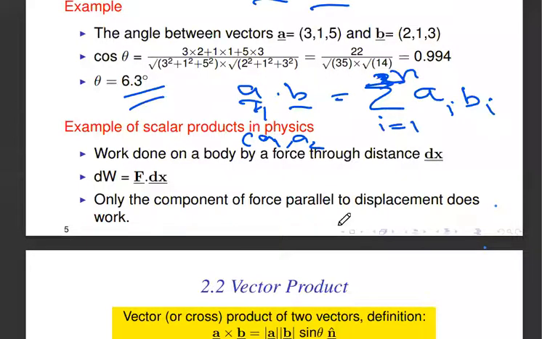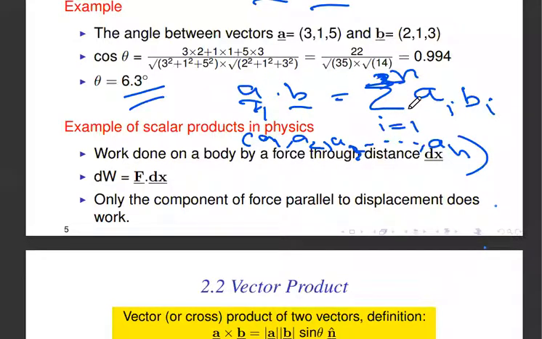In A levels, you have 2 components, 2 coordinates, x and y. Here you generally have n number of coordinates: A1, A2, A3, dot dot dot, AN. That is A, and similarly B, and the product between A and B is equal to this sum.